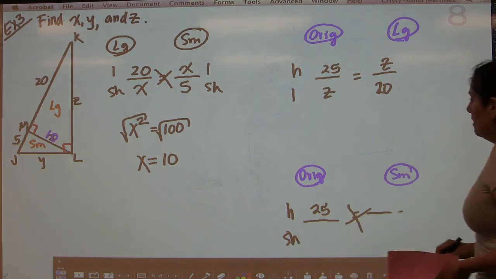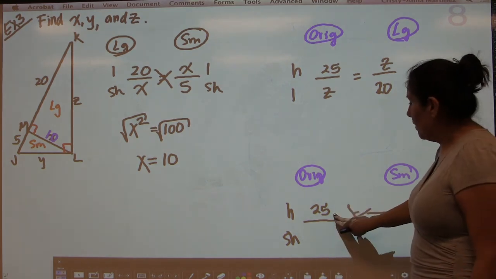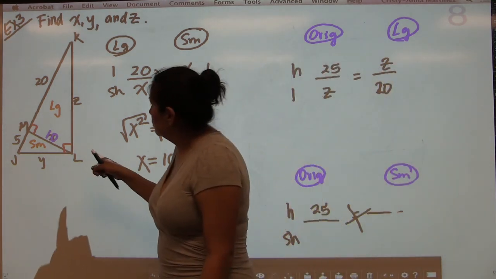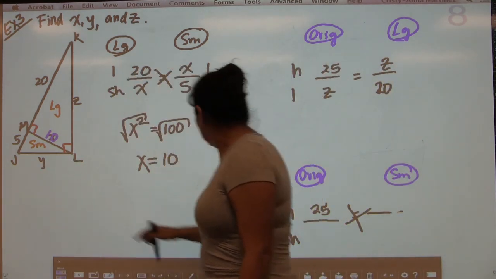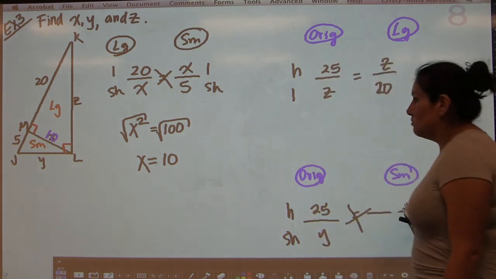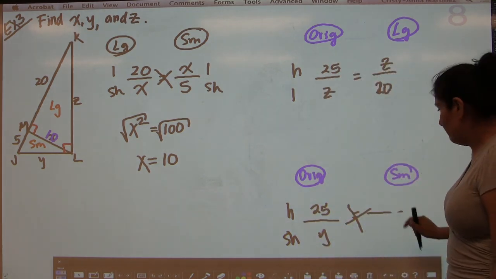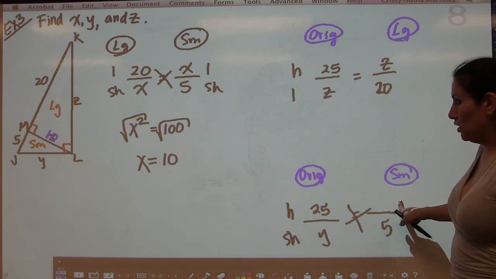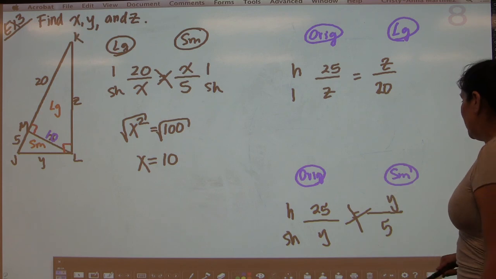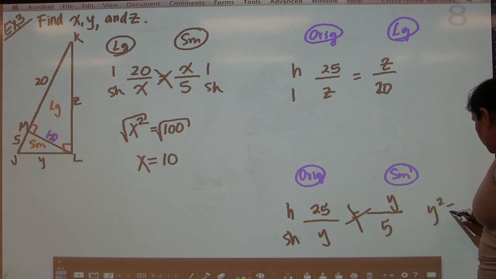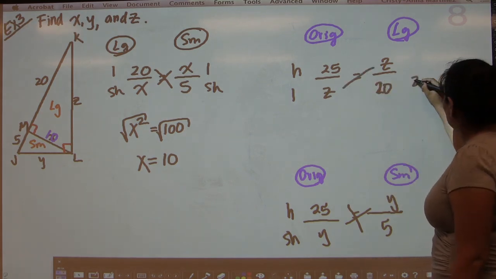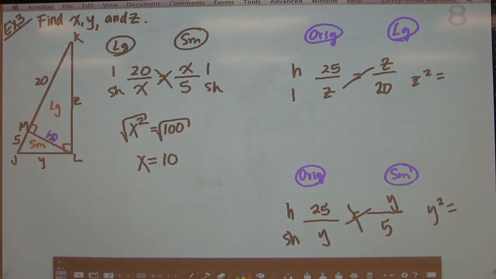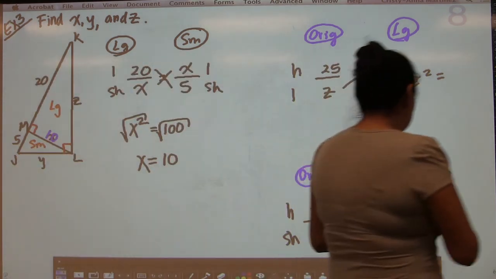So there we go. Now for this guy, we have the hypotenuse, again, is still 25 for the original triangle. The short side for the original triangle is actually y. And then in the small triangle, the short side is 5. And in the small triangle, the hypotenuse is also y. So now we should get y squared. And here we're going to get z squared, and that makes more sense. That's why I was thinking that something was wrong, because I didn't see the geometric mean happening. Glad we picked up on that.